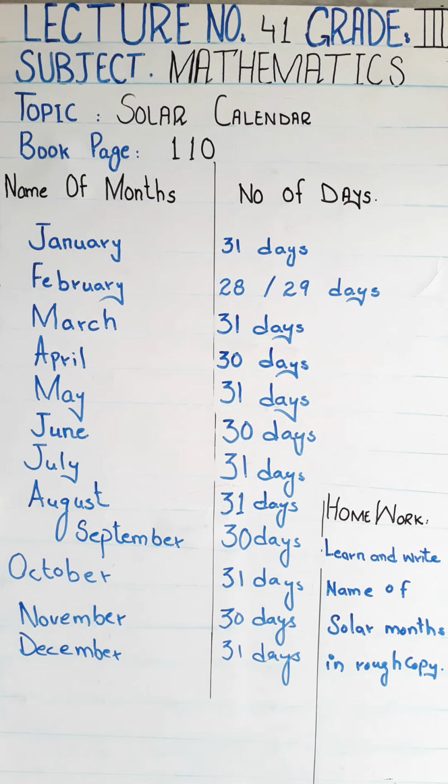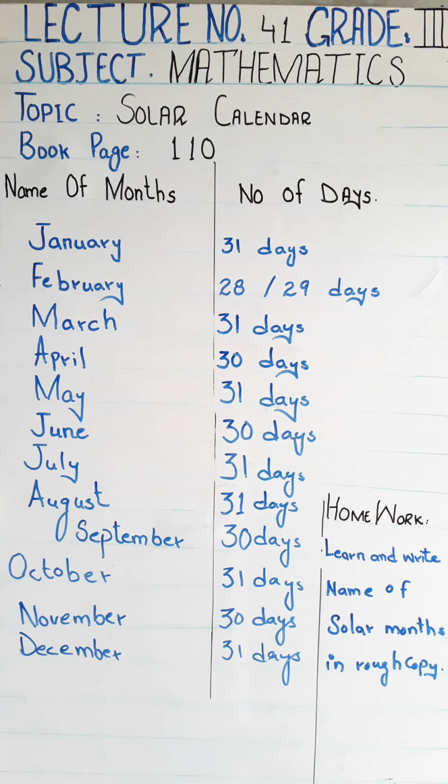Student, just like the lunar calendar, there are some important events related to each month, like 23rd March. You people remember? Why is 23rd March so important? Don't know. April? No. May? First May, we celebrate Labor Day. 10th May, I don't know, student, it's your task.